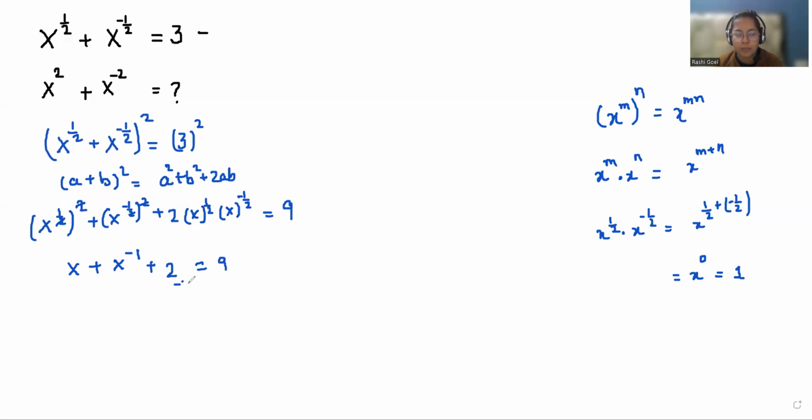So 2 times 1 is 2, equal to 9. Now I'm going to subtract 2 from both sides. The value of x plus x power minus 1 is 7.